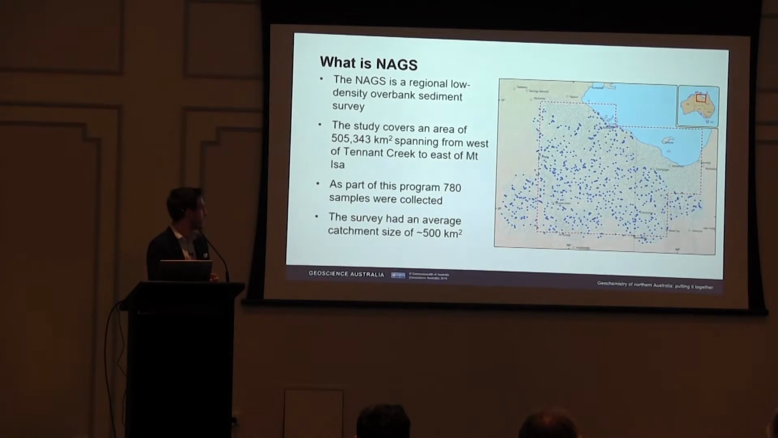So what is NAGS? As I mentioned, NAGS is a regional scale survey. It's low density and it's sampling the overbank sediments of catchment. So the image on the right there shows the location of the samples, so they're the blue dots, with each of their catchments in that light blue outline. So each of these samples, and there's 780 of them, represents a catchment of roughly 500 square kilometres. So the total area there is about roughly 2/3 the size of New South Wales. So it's definitely well and truly into the regional scale here.